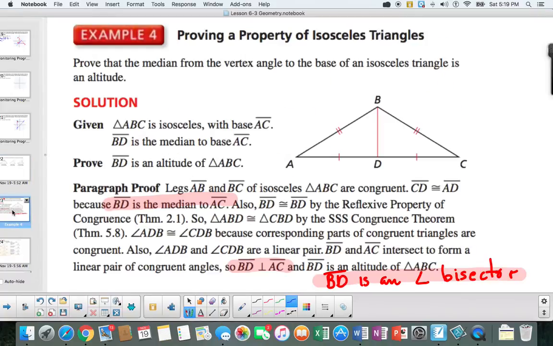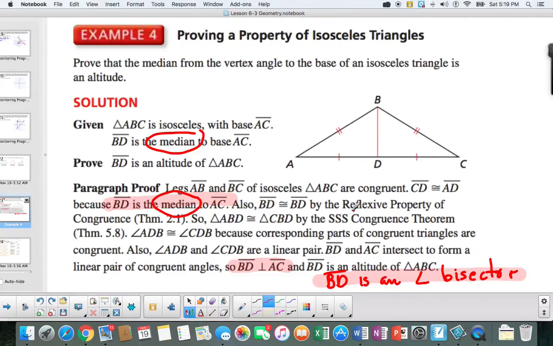One more thing to cover in this lesson, and that's the property of isosceles triangles. Isosceles triangles are quite fascinating. They have a lot of properties. Here's an isosceles triangle, and if I were to draw a median, that means it goes to the midpoint. So this is a median. So the first thing is that this line is a median.